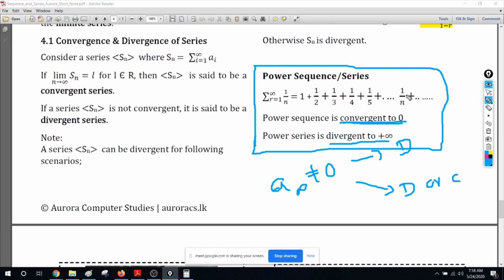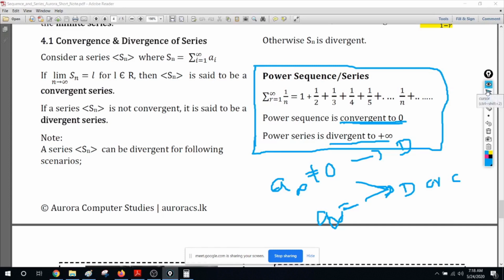That means a infinity is 0, but remember, when a infinity is 0, according to the divergence test, we can't say anything about that. What we can say is it can be divergent or convergent. This is that kind of situation where a infinity is 0 and the series is divergent. A infinity is 0 means obviously the sequence is convergent, but the series is divergent.